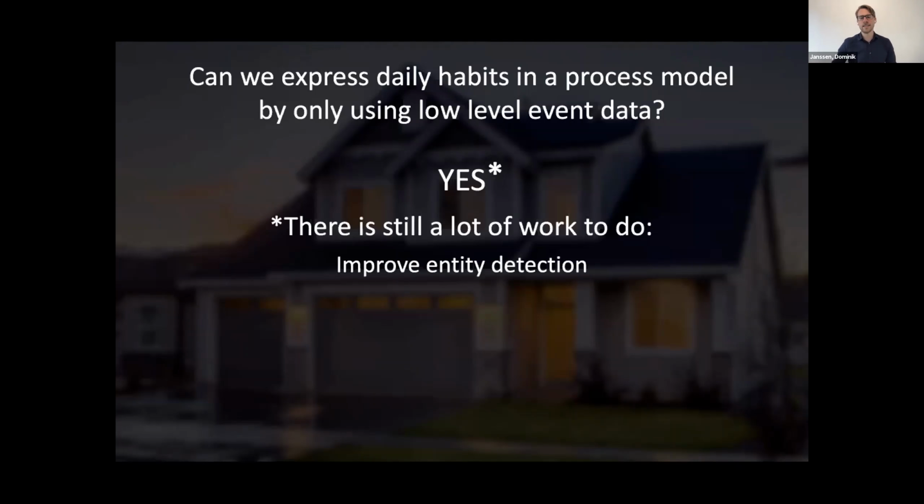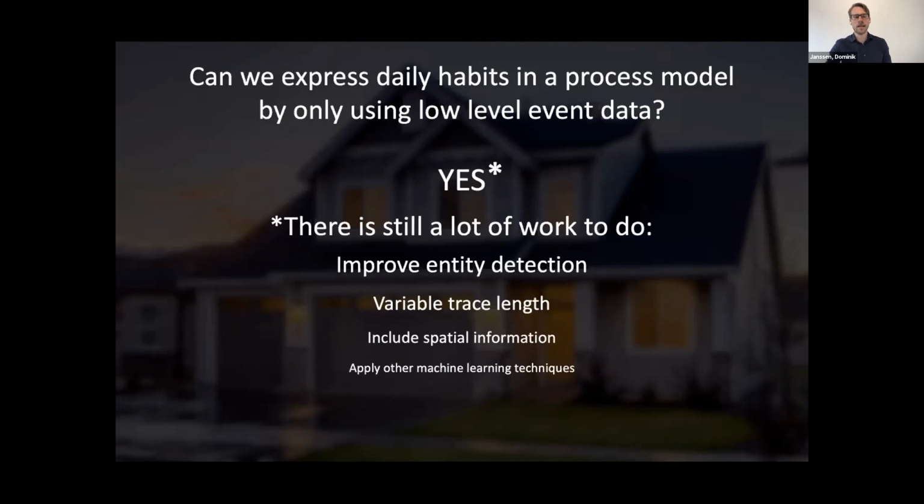We could improve entity detection. Variable trace length should be something we have to look into. Fixed trace length is obviously not ideal because different activities have different lengths. We could include spatial information, so where the activity happens, in which room. We could apply other machine learning techniques. We could apply different miners. We could include temporal context. I could go on and on. There's a lot of things we still need to explore. And that's what we're going to do in the months to come.